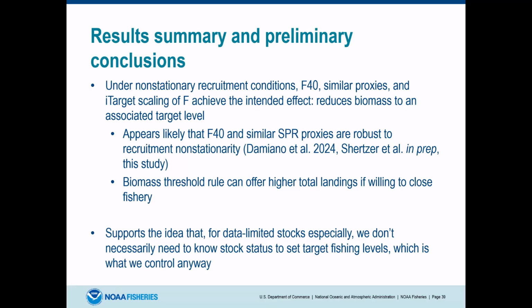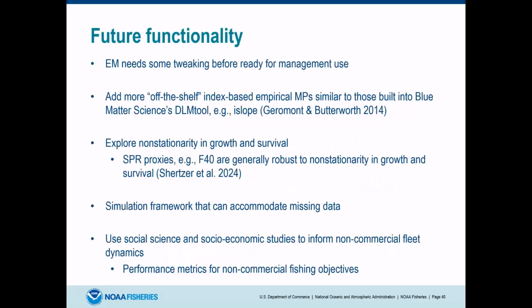Kyle Schertzer is leading. The most interesting result to me is that if stakeholders are willing to accept it, the biomass threshold rule can offer higher total landings overall, depending on their appetite for closing the fishery periodically or switching to another target if that's an option. And this all supports the idea that for data limited stocks especially, we don't necessarily need to know stock status to set these target fishing levels, which is really what we control anyway.